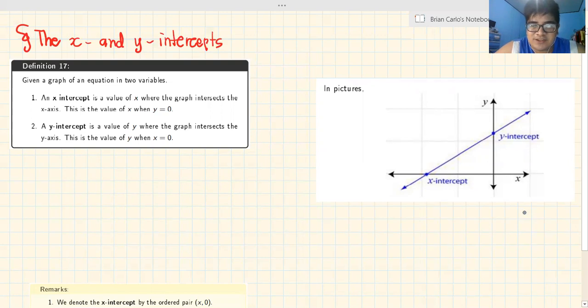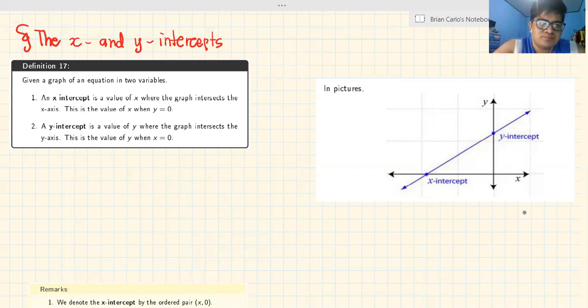Now, let's get started. Previously, in the last video, we discussed the graphs of equations in two variables and the different types of graphs of the famous equations that are known. The linear equation, quadratic equation, absolute value function, etc. Today, we're going to discuss another method of determining the graph of a two variable equation, and this is the x and y intercepts.